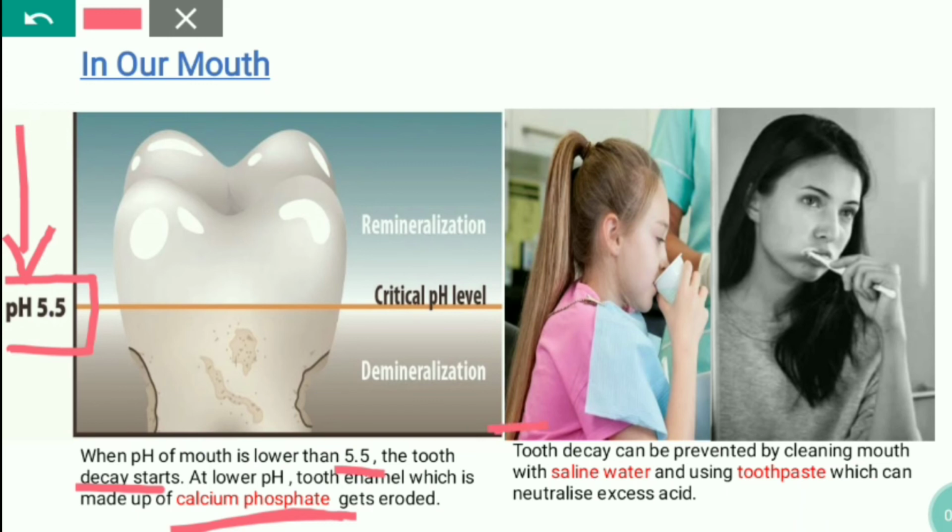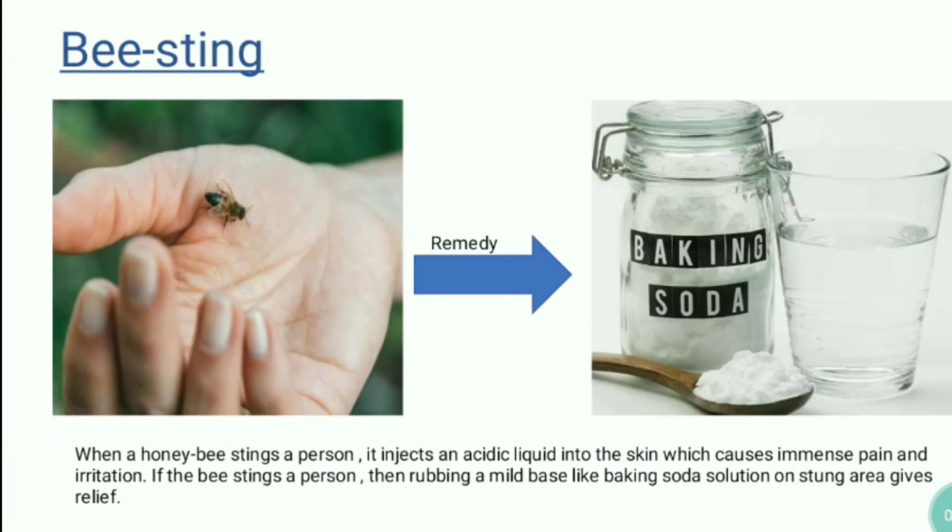So how can we prevent tooth decay? Again, when the pH is less than 5.5, it means there is a higher concentration of acid in our mouth. So just to neutralize the effect of the acid, we will be using a base. For example, we will be using toothpaste or saline water. Both are basic in nature and will neutralize the excess acid.